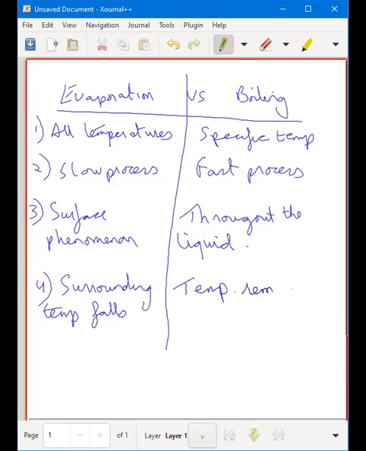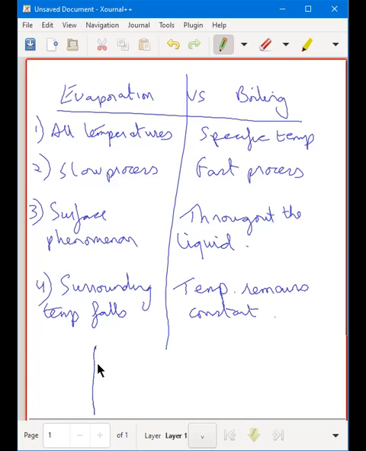So maybe because evaporation occurs at room temperature. You just told me evaporation occurs at all temperatures. So how can it occur at room temperature? I don't know. Okay. Think of this.